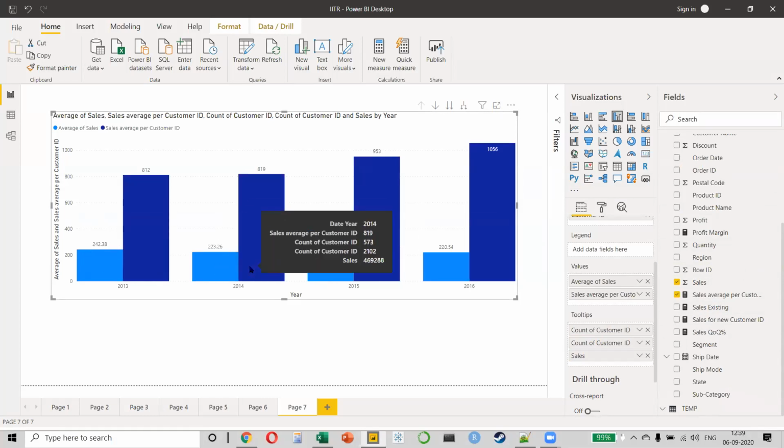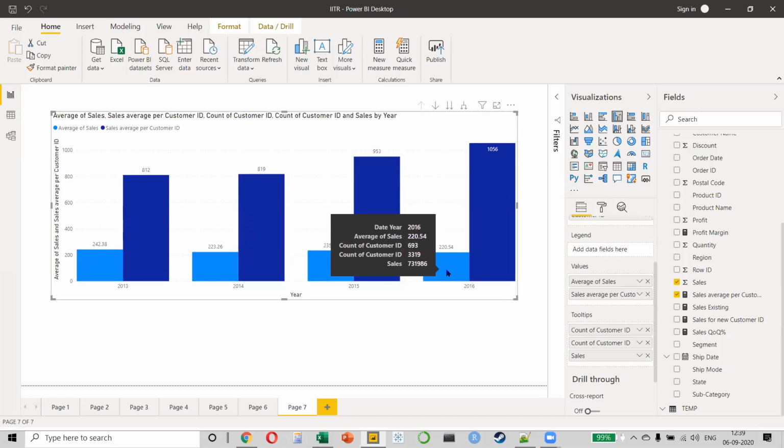Total sales is here. If you look, total sales is 4.69 lakhs. Number of transactions is 2102. What is the average of every transaction? If I divide 4.69 by 2102, I will get 223. This is not the difficult part. This is just a basic total divided by the count, sum divided by count.